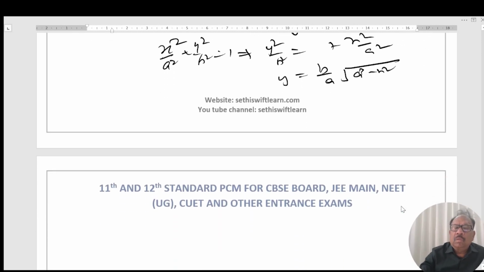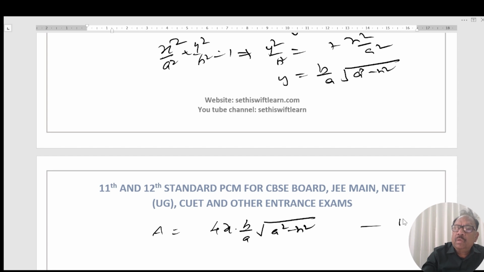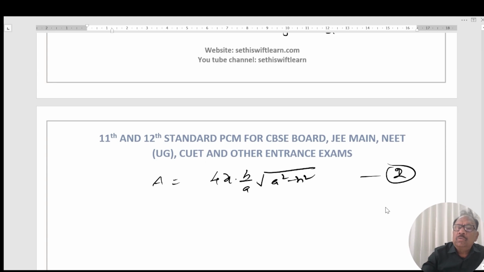Now, area will be 4x into b by a under root a square minus x square. So this is equation 2, right? Now, because this is to be maximized, we have to differentiate it. But before differentiation, be careful, there should be a single variable. Here the single variable is x. Differentiating 2 with respect to x, dA by dx.